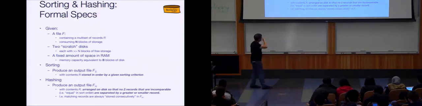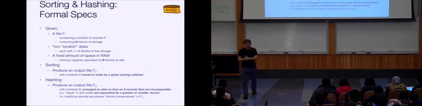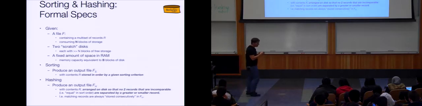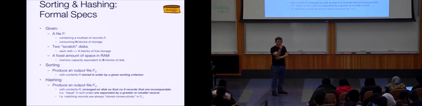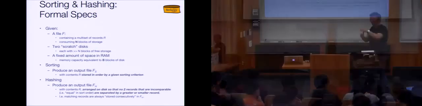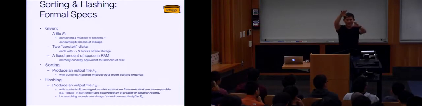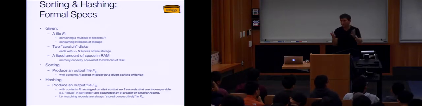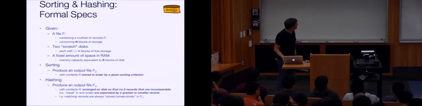For hashing, here's what we're going to do. We're going to produce an output file called F sub h. But here, the contents of R will all be there, but they're going to be arranged in such a way that if 2 things are the same, they're next to each other. Which is to say, if 2 things are the same, there's nothing that's different in between them, right? Matching records are always stored consecutively in F sub h. It doesn't matter what order the things are in. It could be all the 2s, and then all the 11s, and then all the 4s, and then all the 100s. But it'll be all the 4s. There won't be an 11 with a 4 on either side of it. All right?